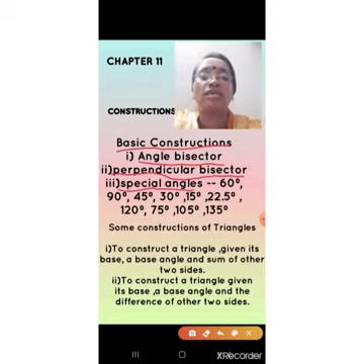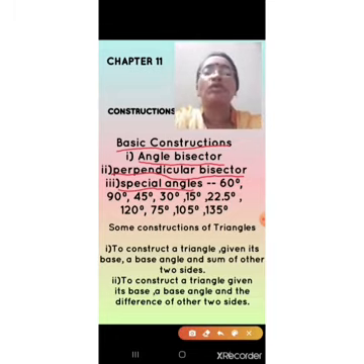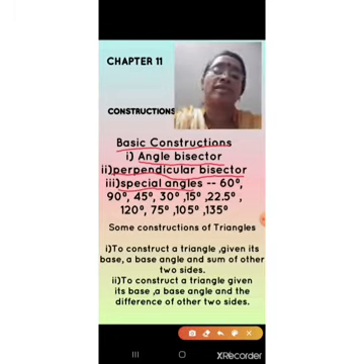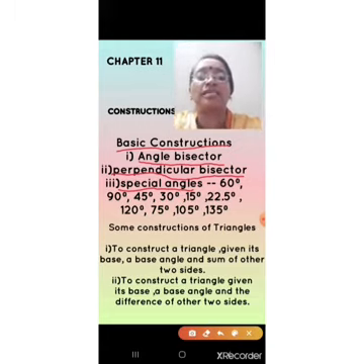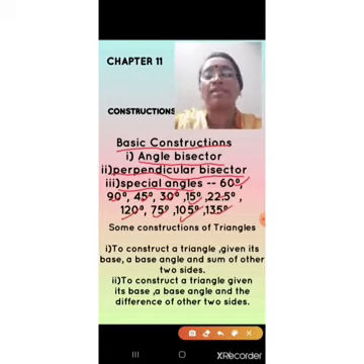You know how to construct an angle using a protractor, but some special angles you can construct using a compass without using a protractor. Those angles are 60 degree, 90 degree, 45 degree, 30 degree, 15 degree, 22.5 degree, 120 degree, 75 degree, 105 degree and 135 degree.